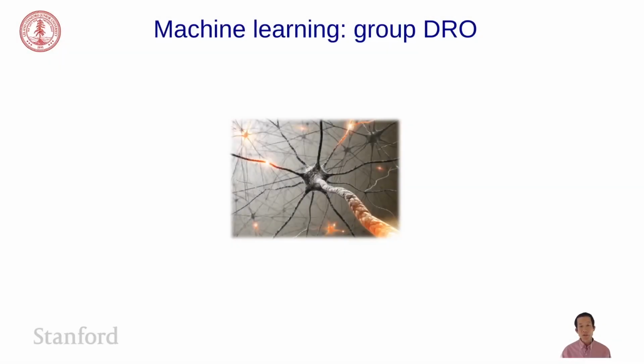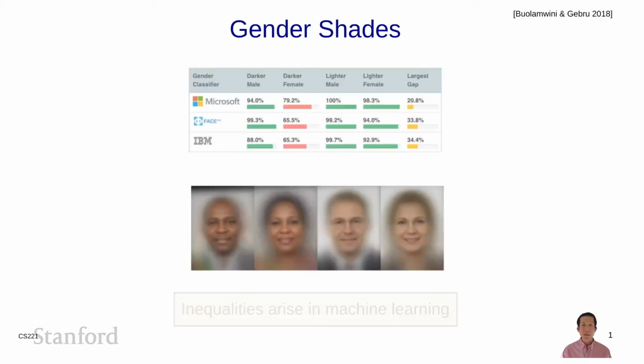Hello, in this module I'm going to first show you how minimizing the average error on your training examples can actually lead to disparities in performance between groups. And then I'm going to show you a simple approach called group distributionally robust optimization that can mitigate some of these disparities. So let me begin with a very famous example of disparities or inequalities in machine learning.